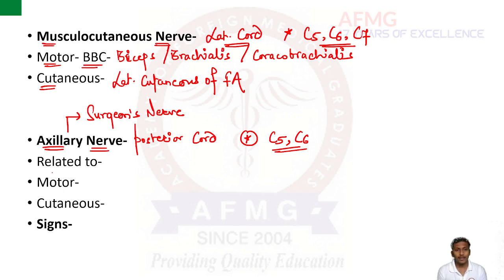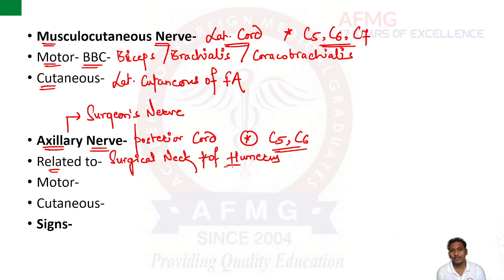Now, the axillary nerve is in close relation to the surgical neck of the humerus. So if there is any injury or fracture at the surgical neck of the humerus, that can lead to injury to the axillary nerve, right? This is commonly seen in cases of fractures or surgeries. That is the reason why the axillary nerve is also known as your surgeon's nerve.